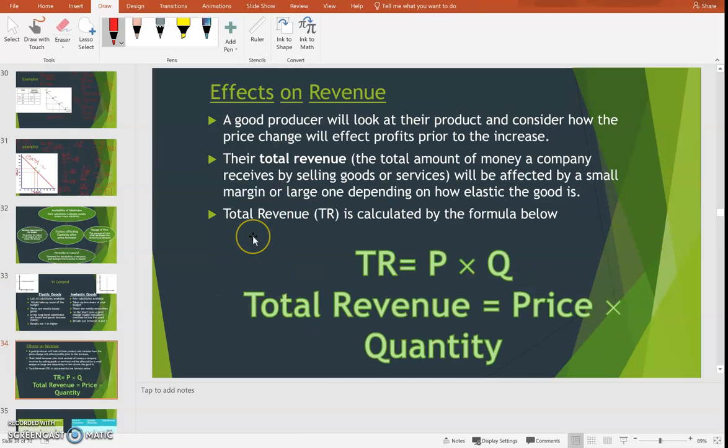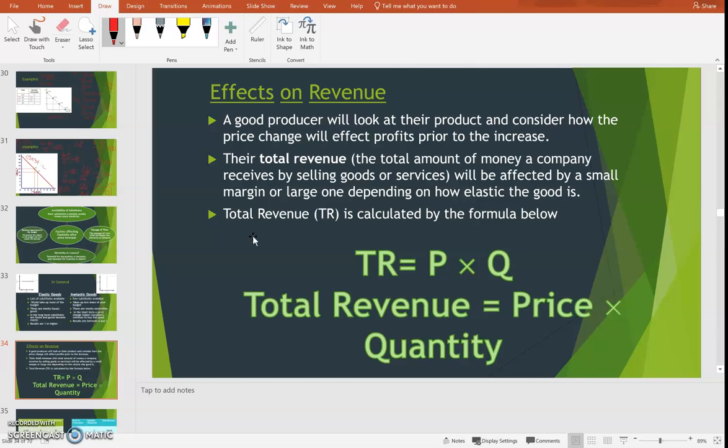All right, so effects on revenue. A good producer will look at their product and consider how the price change will affect profits prior to the increase. So if I know that my people are highly sensitive to a price change, I'm not going to want to change the price quickly, right? I may want to just do it a couple pennies at a time.